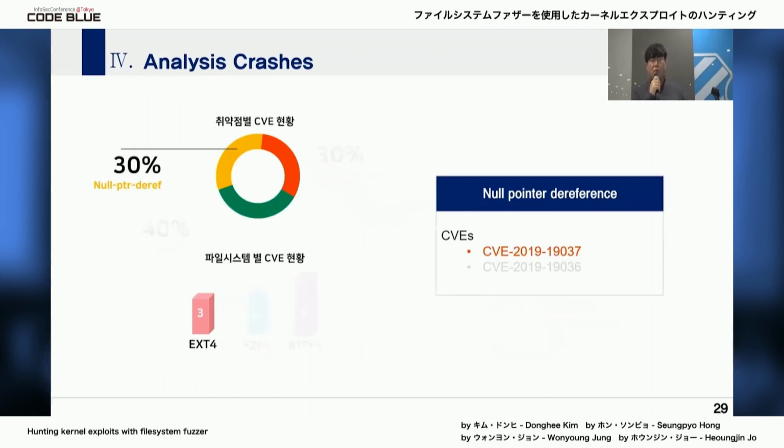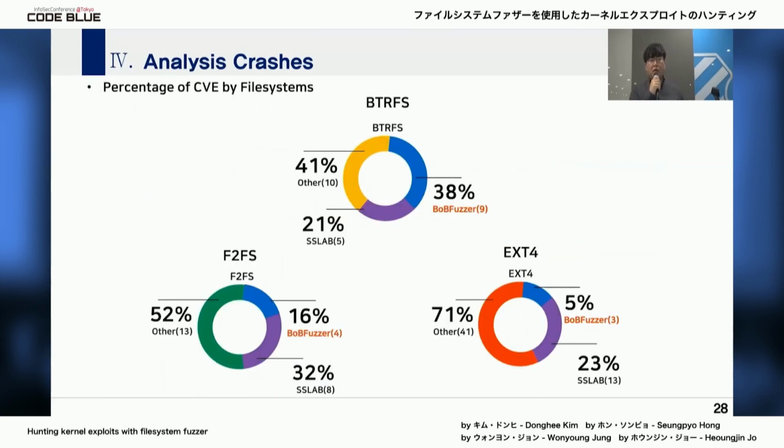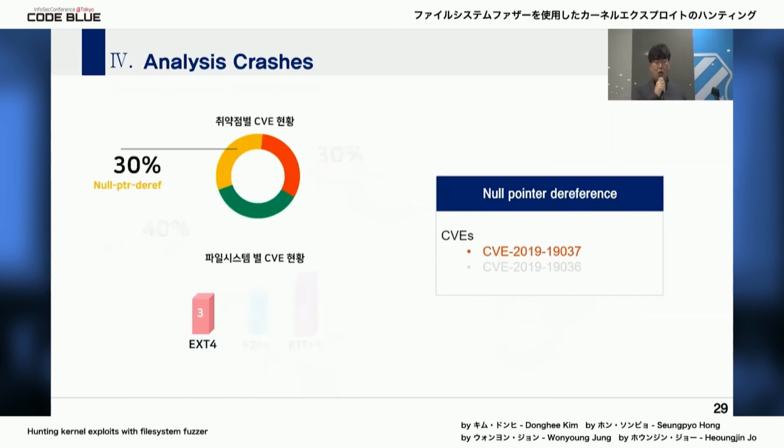So, since the final goal of our analysis of crashes is LPE, we internally scored each crash from 1 to 10 depending on the extent of exploitability. Now, I will explain the analysis of each crash type.